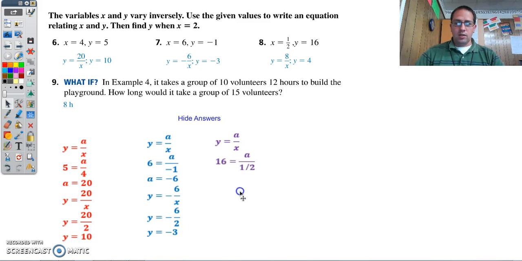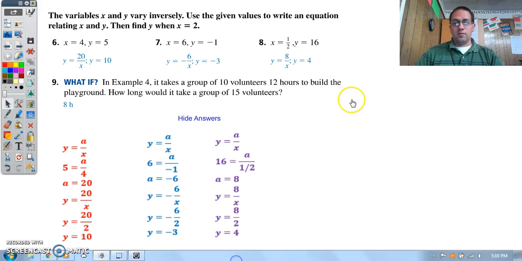Number 8. There we go. Type that one in. Right. So 16 equals a divided by 1/2. So we're going to multiply by 1/2. Well, 16 times 1/2. Half of 16 is 8. So equation y equals 8 over x. Plug in the 2, and 8 divided by 2 is 4.